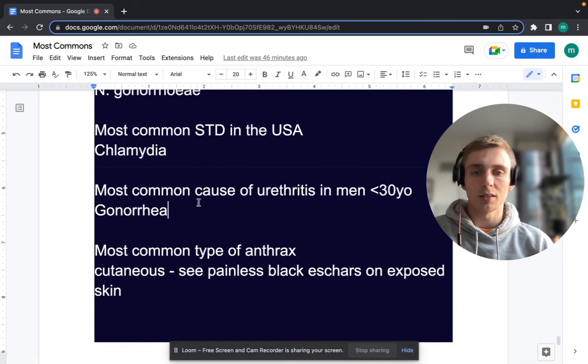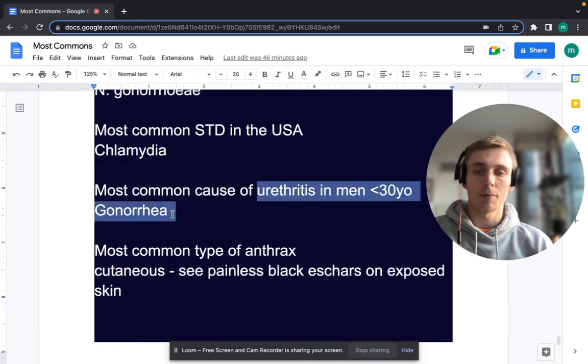Most common cause of urethritis in men under 30. That's gonorrhea.